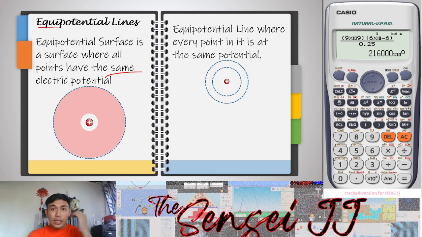Mas effective yung mas loob kaysa dun sa labas. Mas malakas yung nare-receive na voltage nung nasa loob sa nasa labas. Okay. Kung makikita ninyo, we have two dots dun sa inner circle, meaning the charge on that part is the same lamang. Same lang yung nakukuha nila, kaya parehas sila ng kulay doon sa yellow.